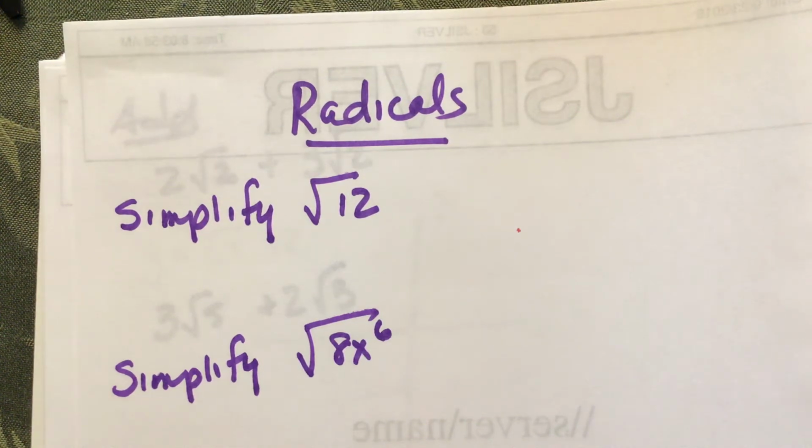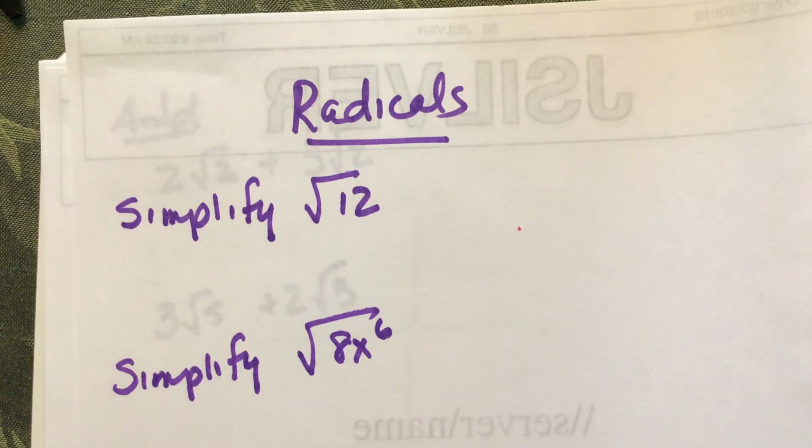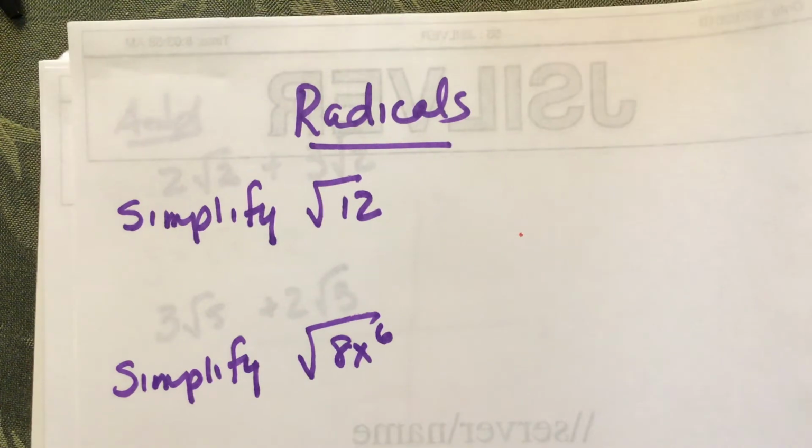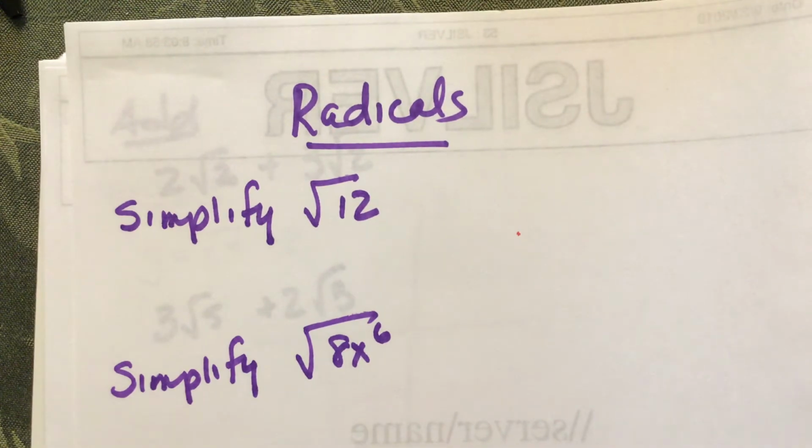In this video, we're going to discuss radicals. We're going to simplify, we'll add, subtract, multiply, we'll solve radical problems. So my first problem here is to simplify. So I'm going to simplify the square root of 12.